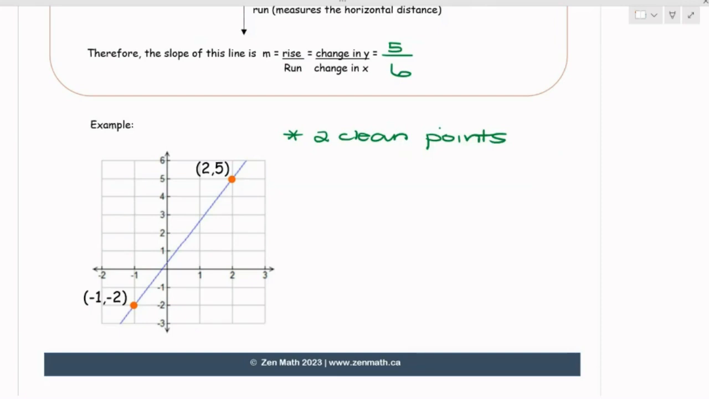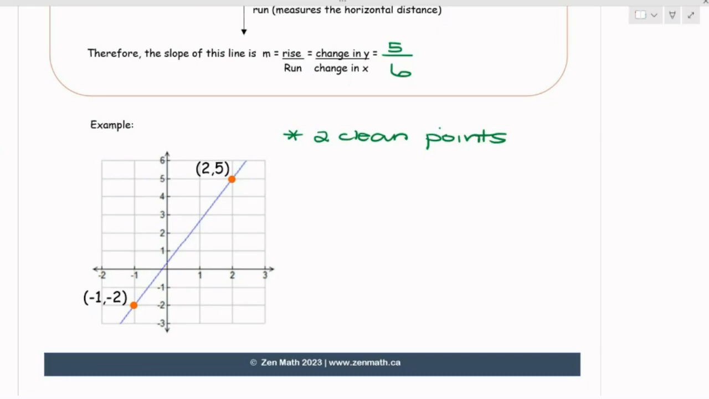No decimal values here. If I were to pick, for example, and I'm going to erase this soon, don't copy it, this value, it would be a decimal and it wouldn't be as accurate because we're estimating that decimal. So let's get rid of that and work with the nice clean numbers of (2, 5) and (-1, 2).